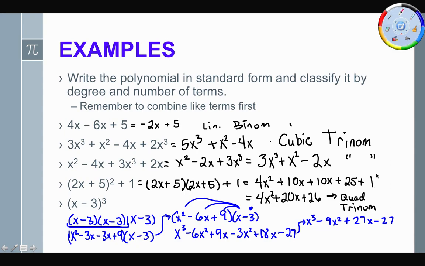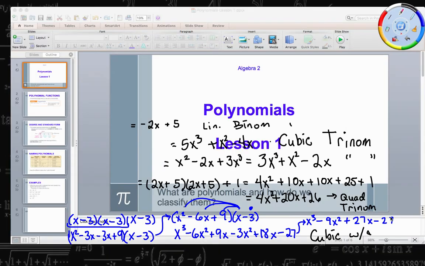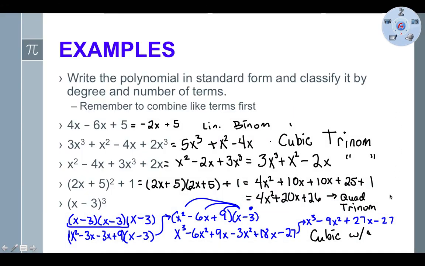So I look at this and I say, okay, I have a largest degree of 3, so it's cubic. And it has 4 terms.